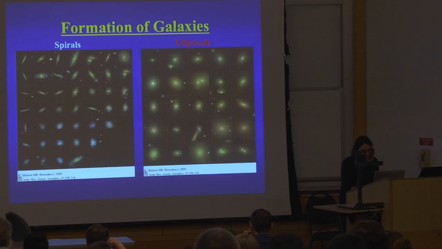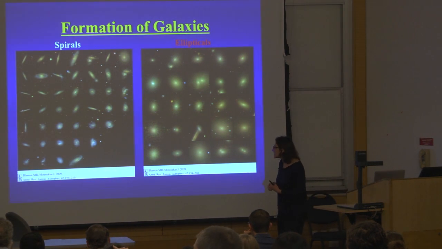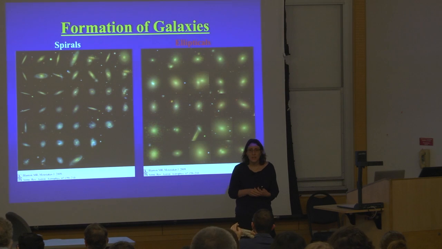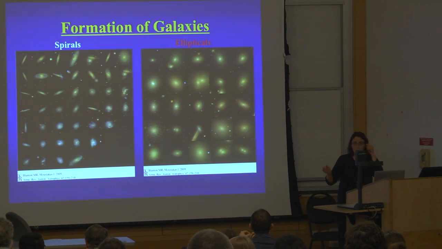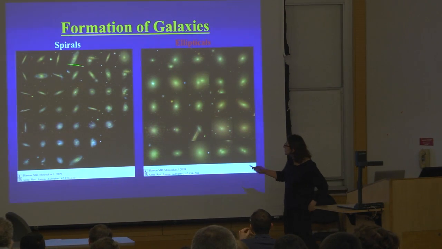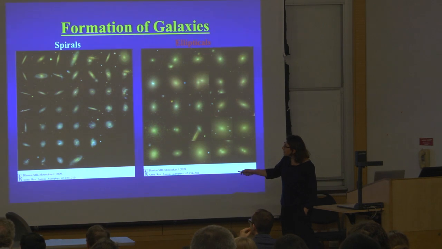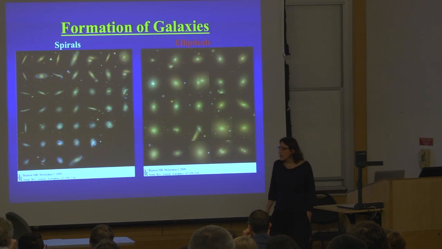Just to get started, because I know we have a mixed audience, we want to talk a little bit about galaxies today. A galaxy is a collection of gravitationally bound stars, typically billions of stars. We live in the Milky Way galaxy. That's an example of what we call a spiral galaxy. So here we have spiral galaxies on the left, and we have what we call elliptical galaxies on the right. These are galaxies in the universe today.